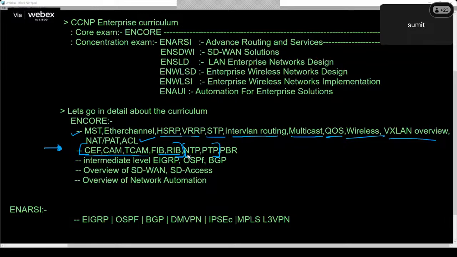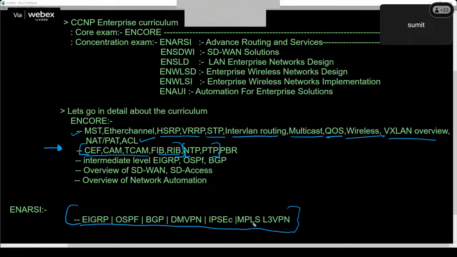QoS is covered. Now, if you look at the screen, this is the curriculum of what we will be covering in NRC, which is EIGRP, OSPF, BGP, DMVPN, IPsec, MPLS, L3 VPN. So it is fully focused on routing only. NRC's full form is Advanced Routing and Services. It has all the routing in depth, everything about EIGRP, OSPF, BGP. Now you will ask what exactly we talk about in ENCOR BGP, EIGRP or OSPF. The difference is at ENCOR level, we talk up to a certain level, not in depth, maybe 60% depth. But with NRC, it goes till finite state machines of every routing protocol.